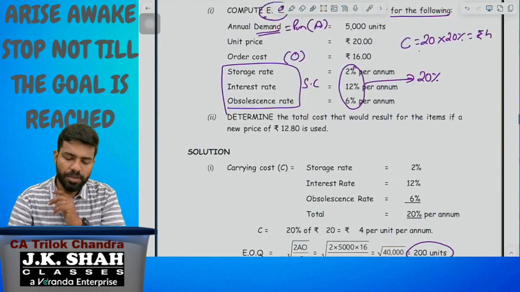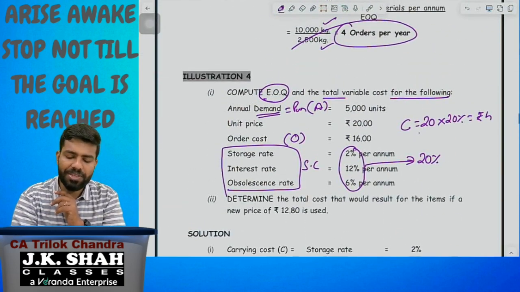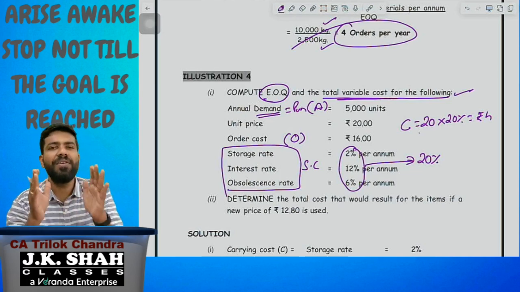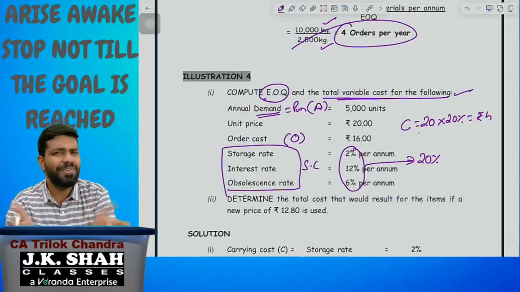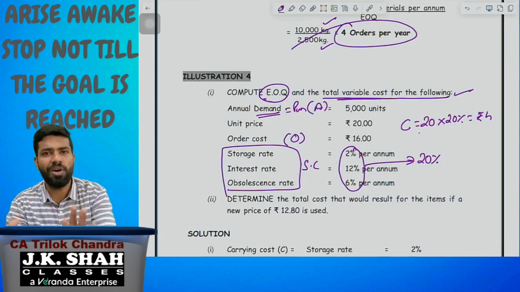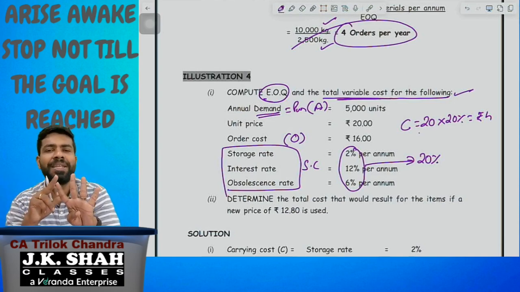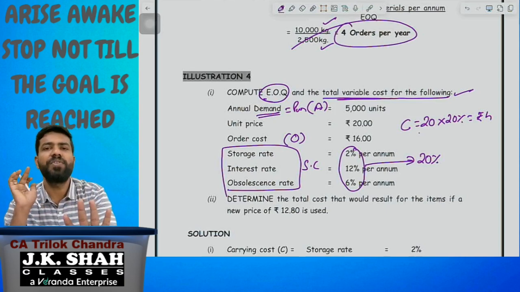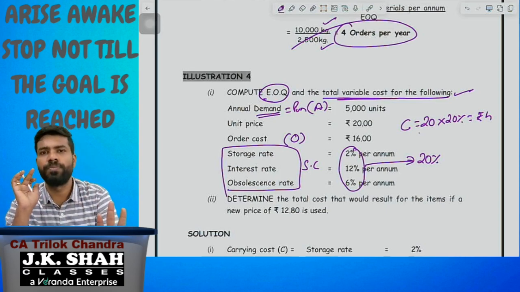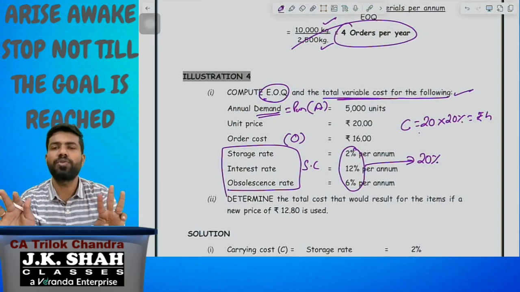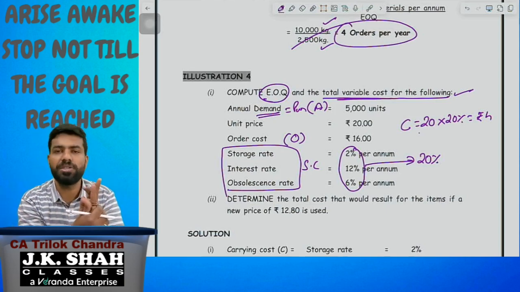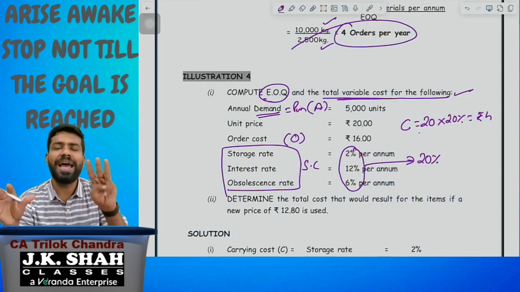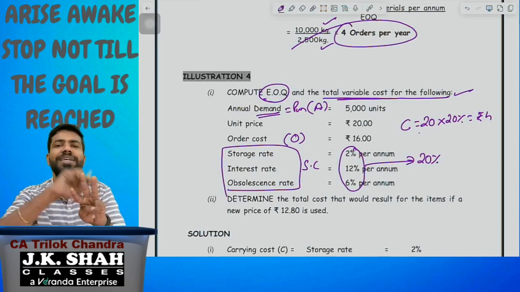First, total variable cost. They are asking to calculate the total variable cost for the following. When it comes to total cost, I already told you, material is a variable cost. So whenever it comes to total cost, it is a sum of 4 elements: material purchase cost, ordering cost, carrying cost, stock out cost. In the absence of information, stock out cost is always 0. In your syllabus, there are no such questions where stock out cost is involved. All the time stock out cost is taken as 0. So whenever they ask to calculate total cost, add 3 elements: purchase cost, ordering cost, carrying cost.